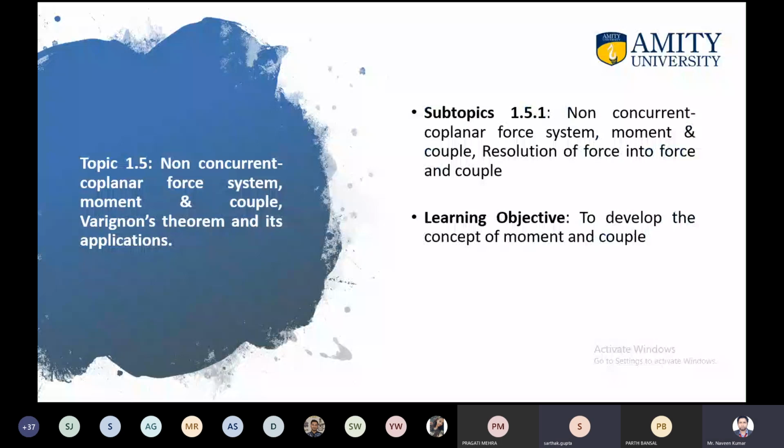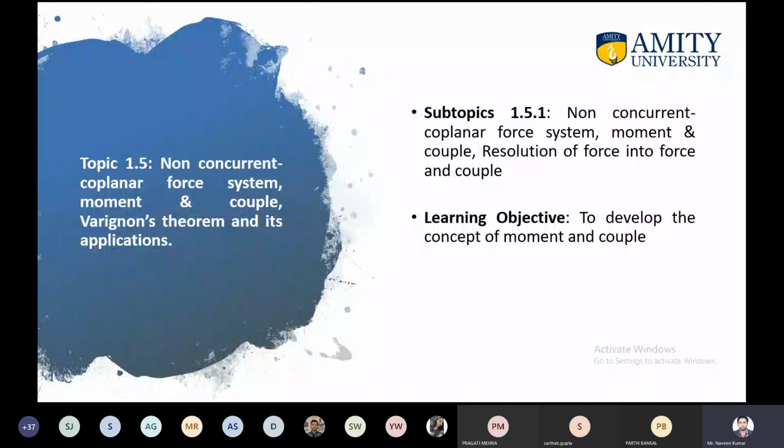So till now, what we have studied is the concurrent force system, that means forces which are passing through a common point and also lying in a common plane. Now we will be discussing forces which are non-concurrent, that means forces which are not passing through a common point.